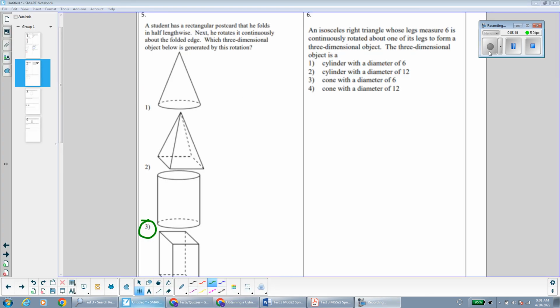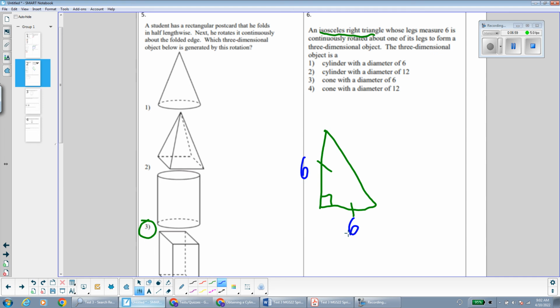An isosceles right triangle, whose legs measure 6, is continuously rotated about one of its legs to form a three-dimensional object. And it's asking us what the three-dimensional object is. So I think isosceles right triangle is what threw a lot of people off about this. But remember that an isosceles right triangle is just a 45, 45, 90 triangle because it's a right triangle that has 2 equal sides and 2 equal angles. So the legs of the triangle each measure 6.